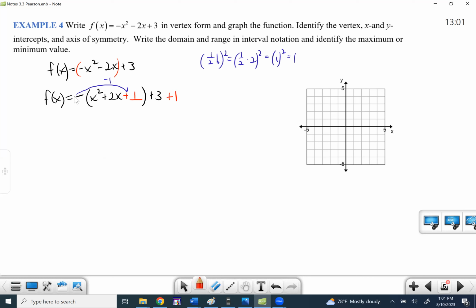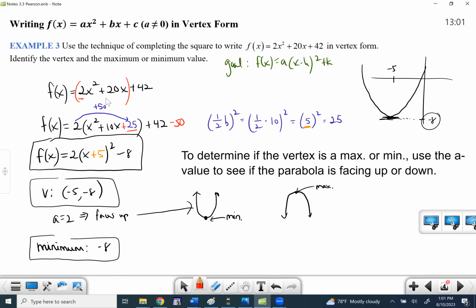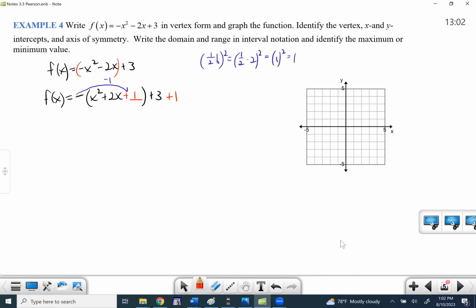So after you distribute, you figure out what that is. A negative times a positive is a negative. You're going to do the opposite here. You can see that we have a -1 and a +1. On the last one, we had a +50 and a -50. So just make sure that those are always opposites of each other, and you'll be good to go.